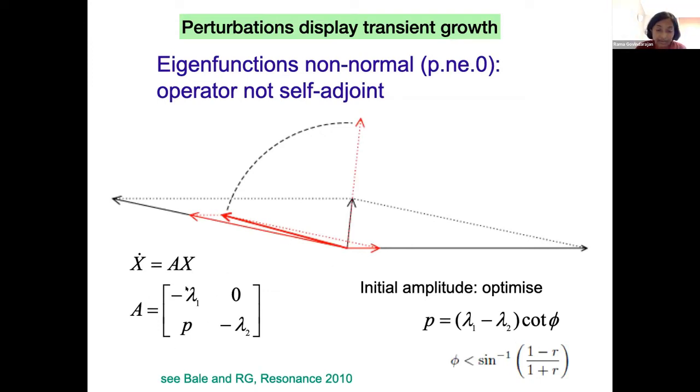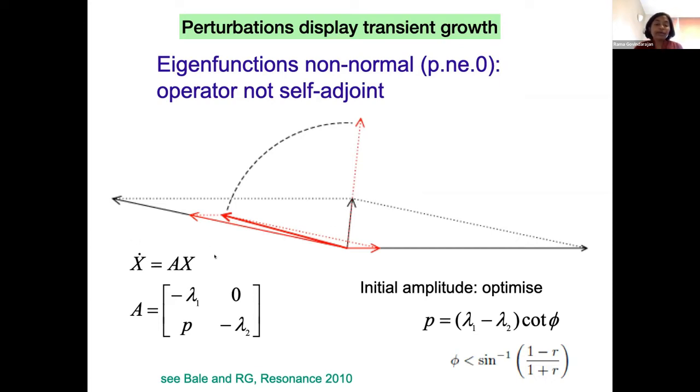And here is the canonical matrix of which we considered some numbers in the previous one. There are two negative eigenvalues and an off-diagonal term. Depending on the size of this off-diagonal term, funny things can happen. So here you see two eigenvectors which are not orthogonal to each other. At zero time, they are the black, and at some time, they are the red. By the time you reach the red, both of them have shrunk. This one became very small and this one became smaller than its initial. However, the resultant has grown compared to the resultant at time equal to zero.